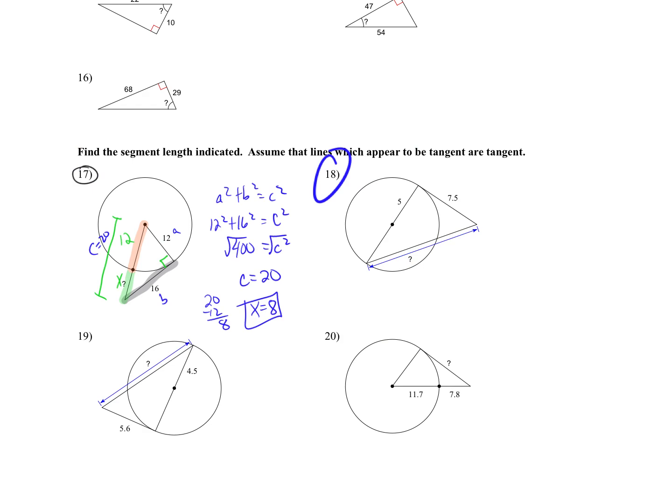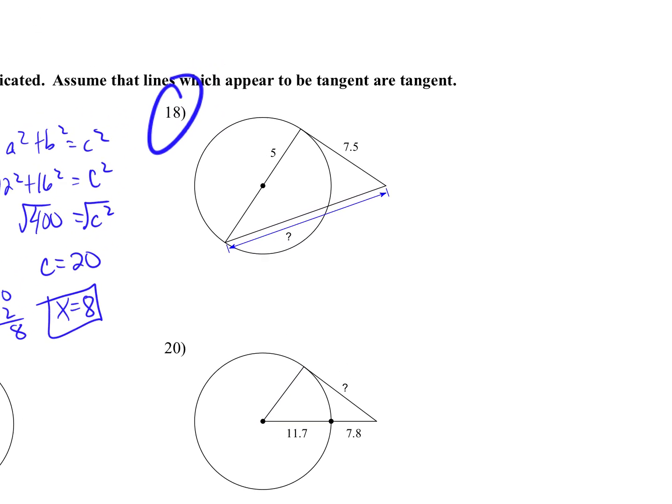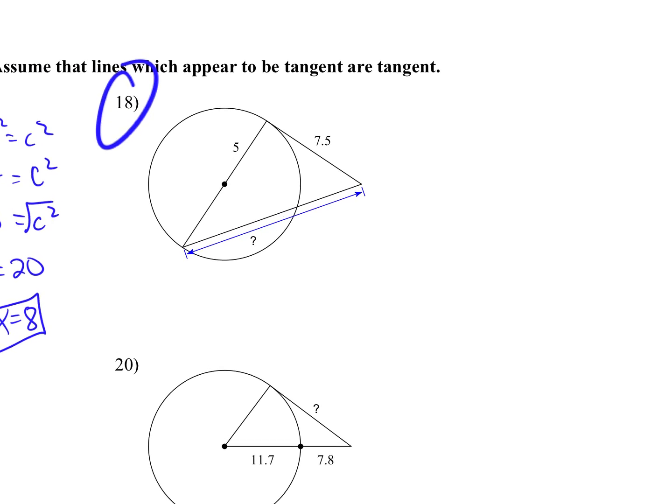Find the segment length indicated. Assume that lines which appear to be tangent are tangent. So the line that appears to be tangent is the one that's going to graze across it and just intersect the circle on one point. So it's that 7.5. So if it's a tangent, that means it makes a right angle with the radius. Now, mind you, that 5 is just from here to here. That's the radius. So the other one's going to be 5 as well. So what's the whole length going to be? 10. Okay, so I'm going to use 10.